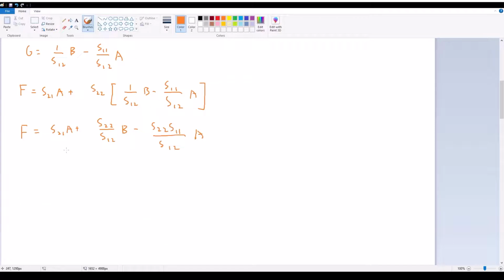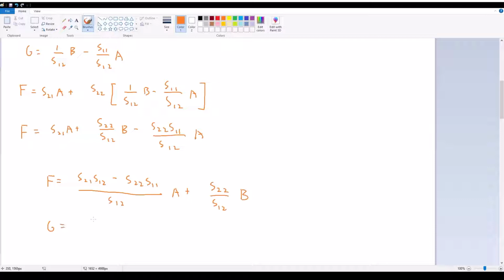Or, writing it in a slightly neater way, we get F is equal to, let's see, I'm going to combine these two into a single fraction, so this is going to become S21 S12 minus S22 S11 divided by S12 multiplied by A plus S22 over S12 multiplied by B. Is that correct? Yes, that is correct. Okay, and then similarly for above, we already have G.